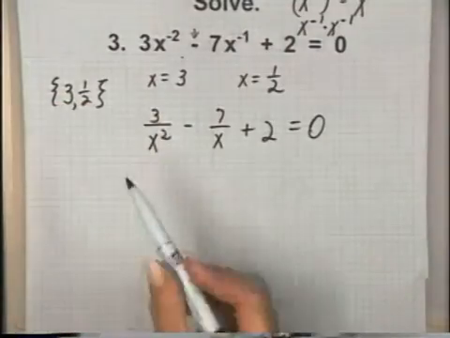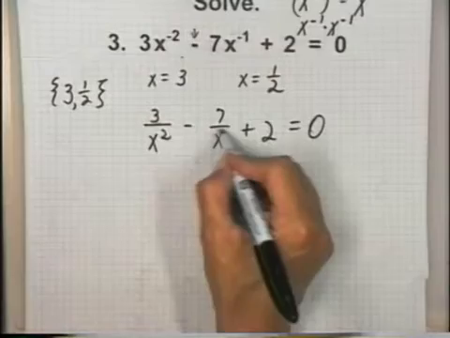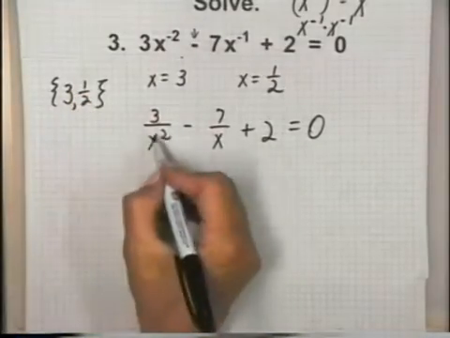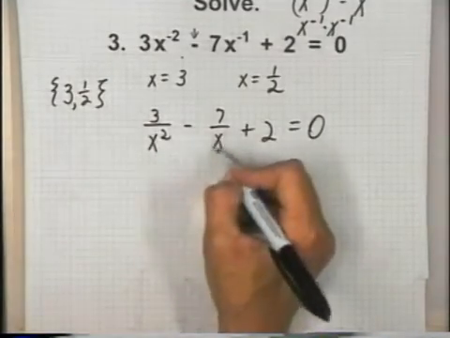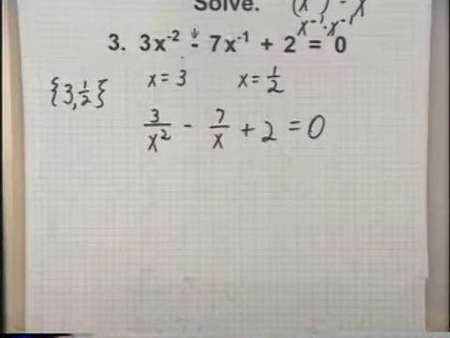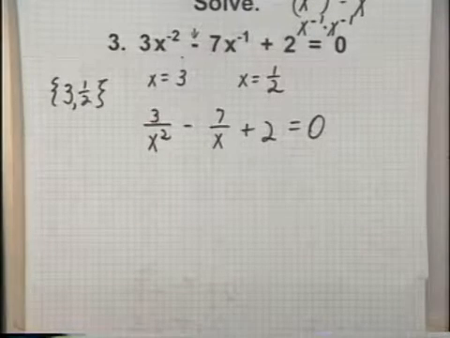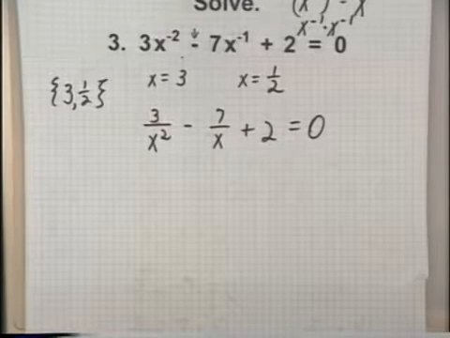And in this case, the 3 would give us 3 squared or 9 here and a 3 there, so we don't have zeros using 3. And the 1/2 would give us 1/2 squared here, which is 1/4, and a 1/2 for this denominator. So just be sure you check your fractional equations to make sure that none of your solutions make the denominators equal to 0.